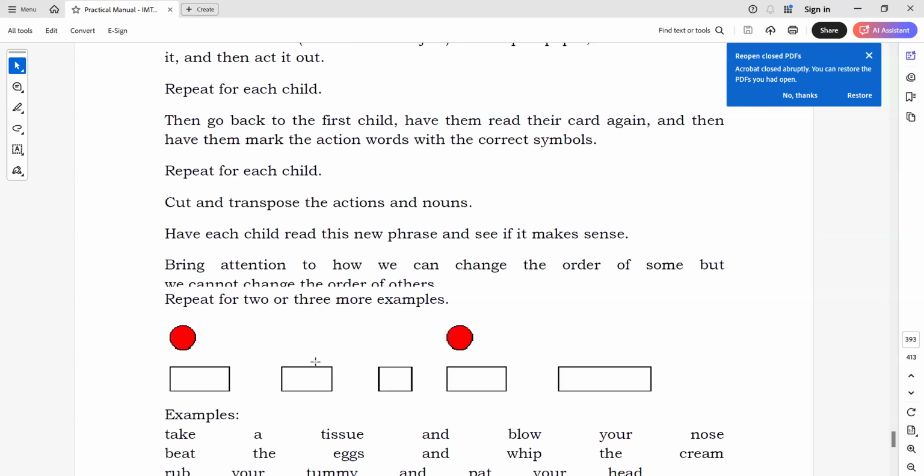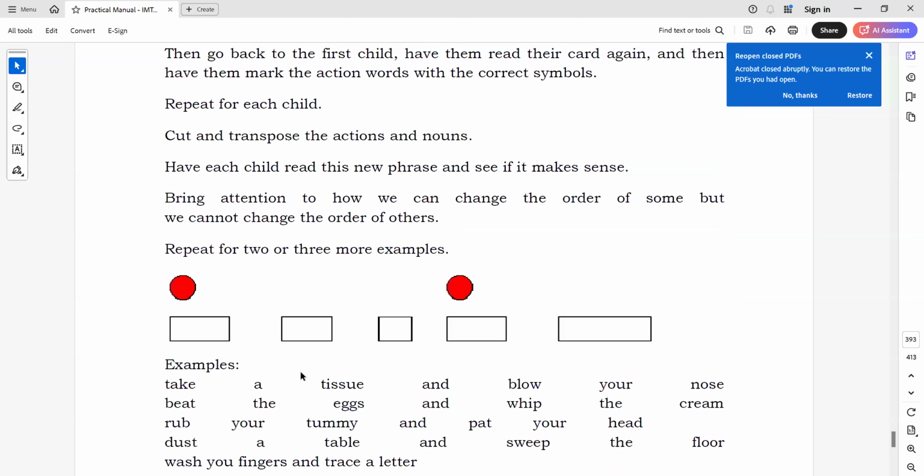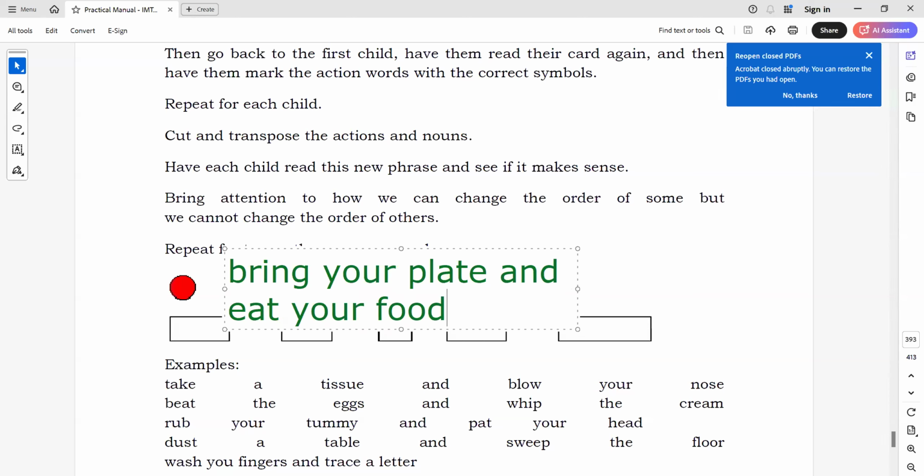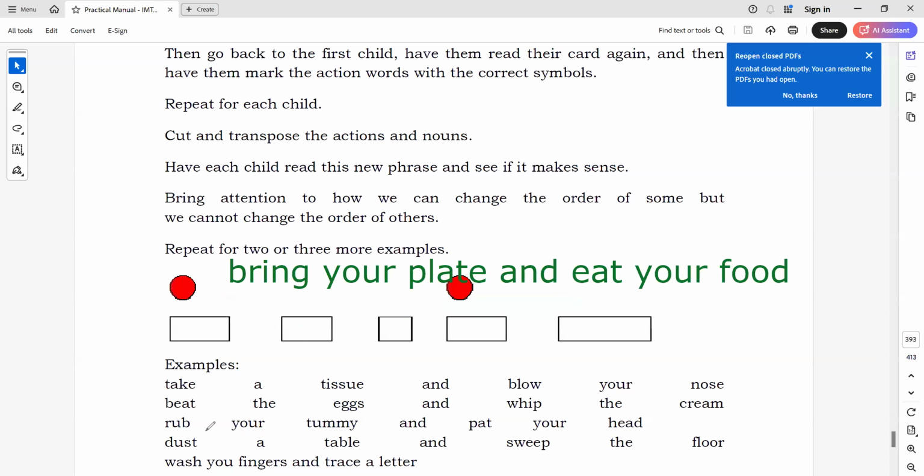Bring your plate and eat your food. Very good. Bring your plate and eat your food. So bring is the first action. Plate is the object. Bring your plate and eat your food. So this completes our first action.